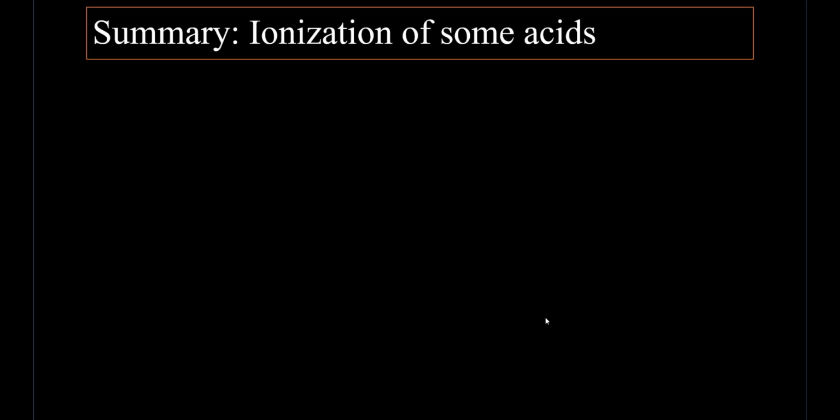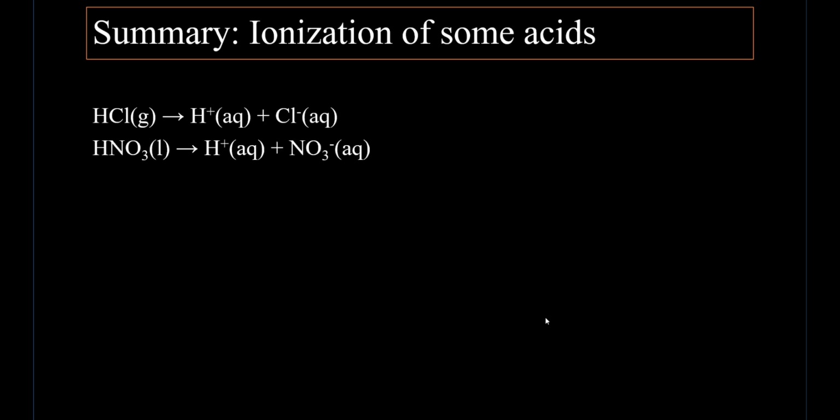All right, quick summary of what we've looked at so far. We've got hydrochloric acid that splits apart. We've got nitric acid that splits apart. Acetic acid, double arrows, because the split is not a one-way street. It also can go back and reform.